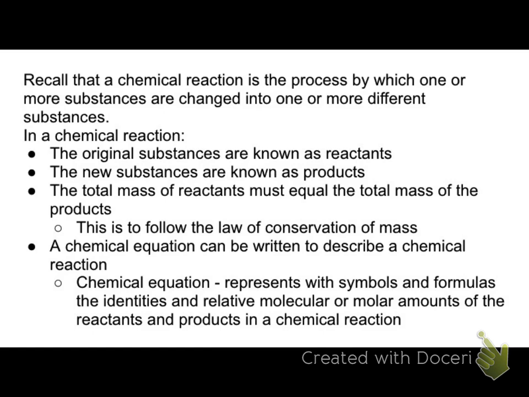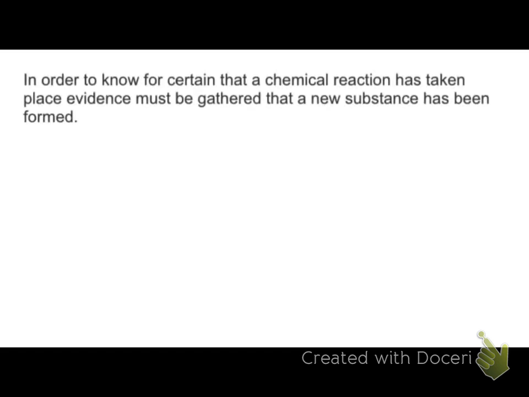Okay, so now that we know what a chemical equation is, let's talk about some times when we're going to use one. In order to know for certain that a chemical reaction has taken place, we have to gather evidence that there is a new substance that has been formed. So before we ever write a chemical equation, there has to be a reaction. If there's no chemical reaction, there's no need for an equation because no chemical change has happened. So what evidence can we find that supports the idea that a new substance has been formed?